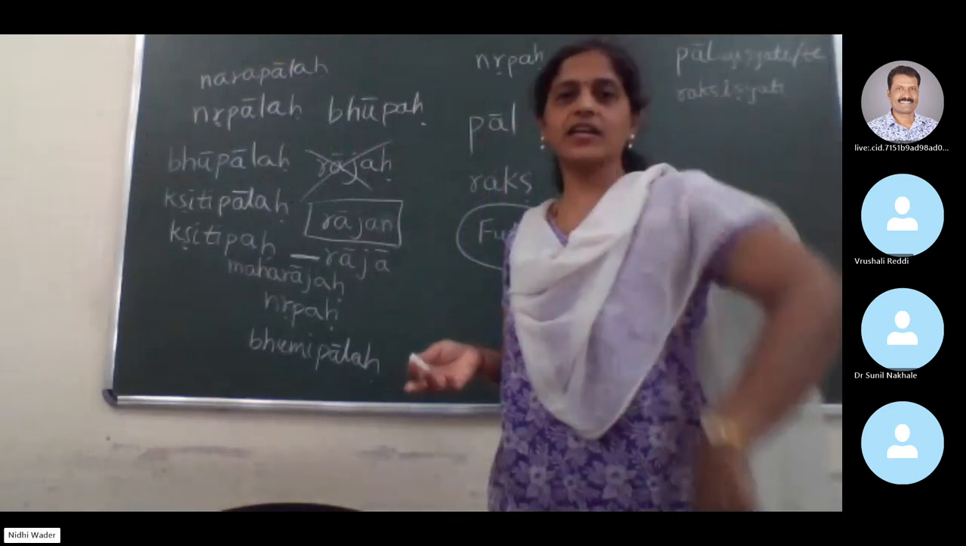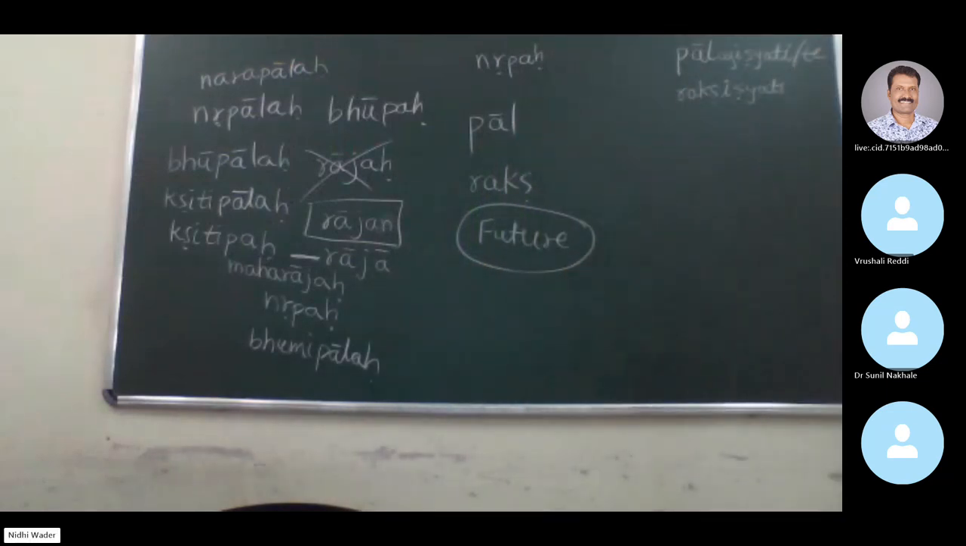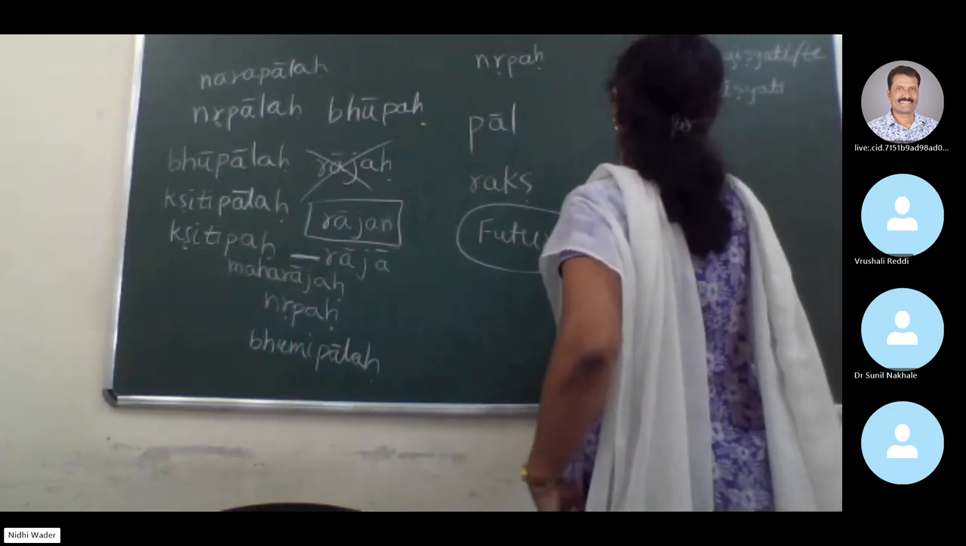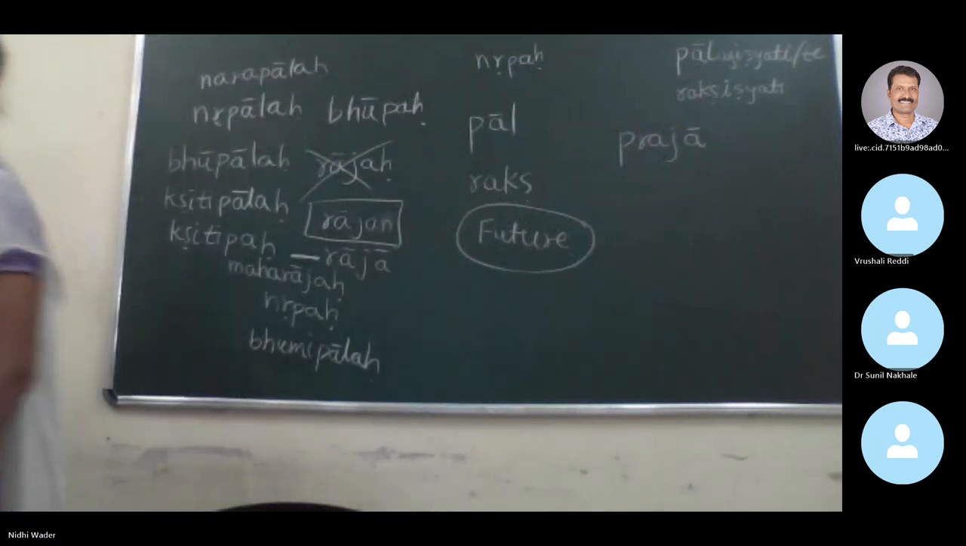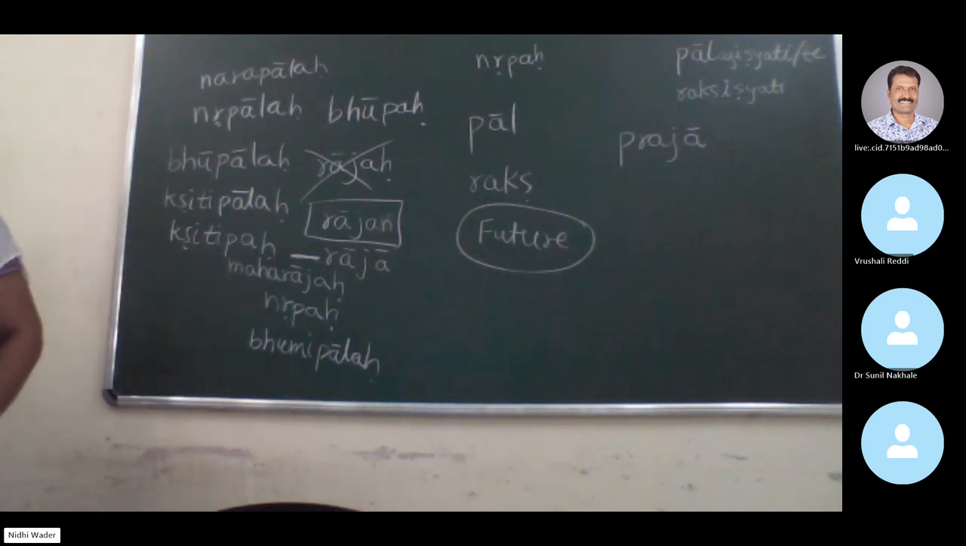Now, read this new sentence again. The king will protect. We have finished the king and will protect. Now what is left in the sentence? Subjects. The subjects means people. Do you know the word for subjects? Praja. Very good. Praja is the word for subjects, and Praja is used in plural because there are many people always. So Praja is never used in singular. Praja is always plural.